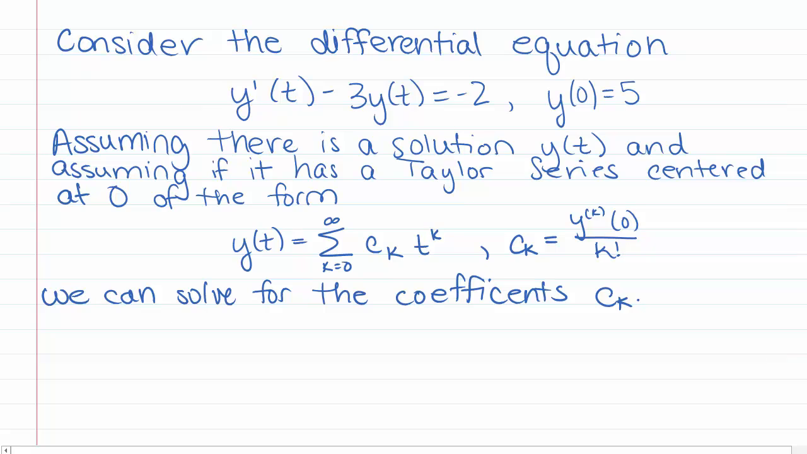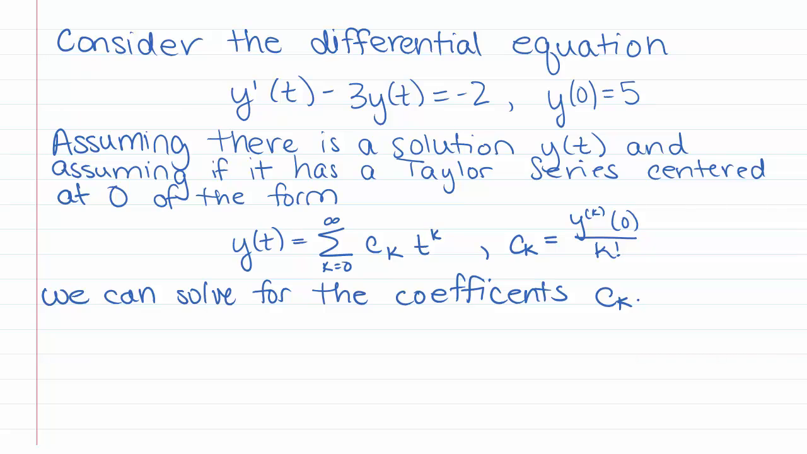Now let's look at another example. Consider the differential equation y prime of t minus 3y of t equals negative 2, and we know that y of 0 is 5. And we're going to use Taylor series to try to solve this differential equation. This is one of the most powerful applications of Taylor series. This is going to be a really simple example, but you can take courses and courses on just solving differential equations, and because they come up quite a bit in applications.